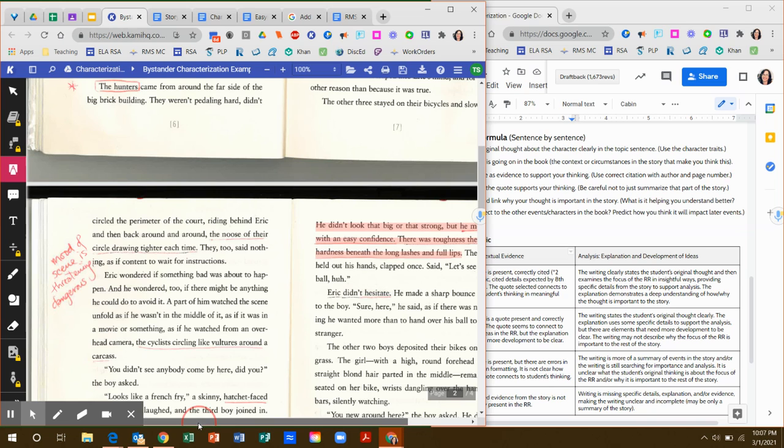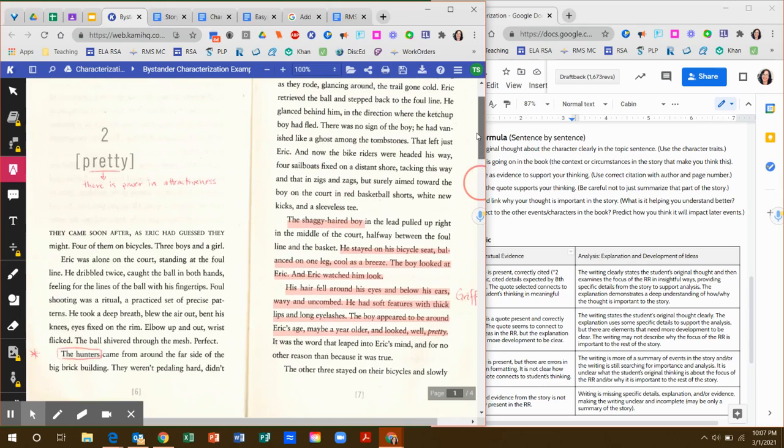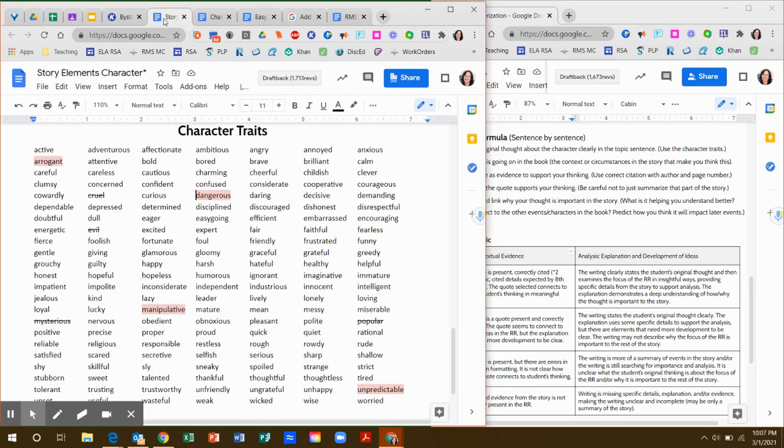And so I think that is a really great word for me to use to describe my thoughts about Griffin, at least at this point in the story. It also is a great word when I think about what I think he is. I think he's a bully, right? And so that's kind of dangerous.